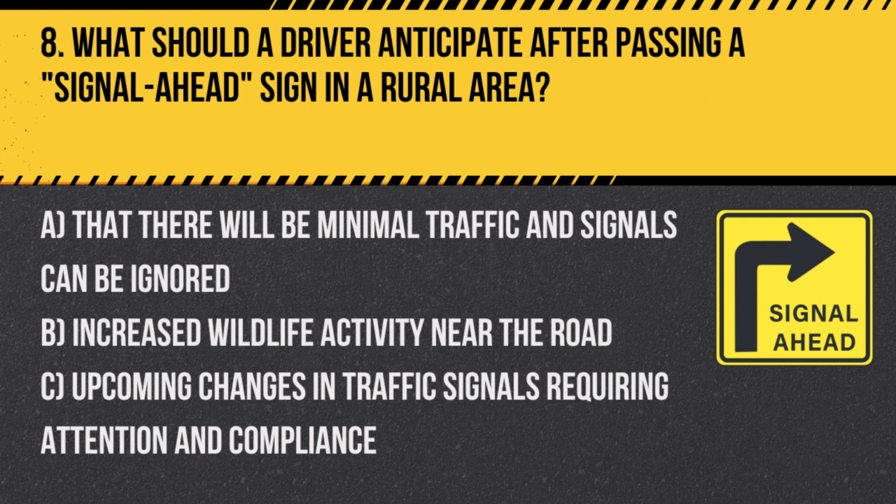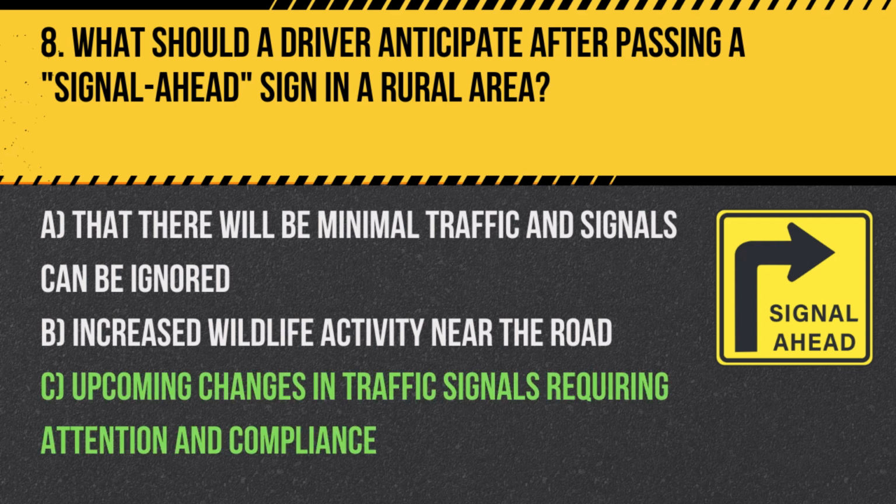Question 8. What should a driver anticipate after passing a signal ahead sign in a rural area? A. That there will be minimal traffic and signals can be ignored. B. Increased wildlife activity near the road. C. Upcoming changes in traffic signals requiring attention and compliance.